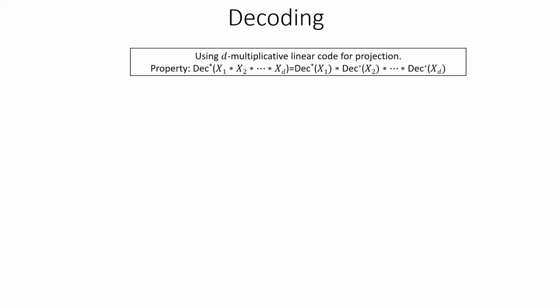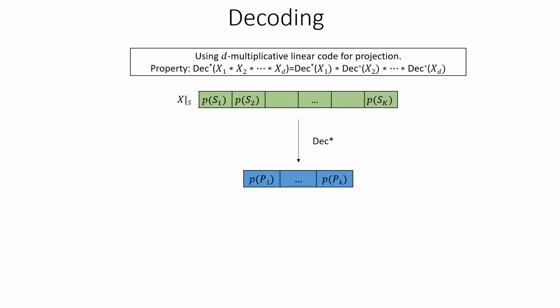So now the decoding algorithm is based on this intuition. That is, we make use of the spatial decoder algorithm of the underlying demultiplicative linear code and use it to decode the projected code word. And based on the intuition, we can argue that the projected code word, when decoded using the spatial decoder, will output the projected message.